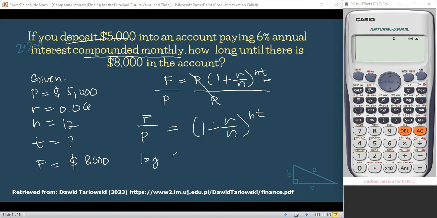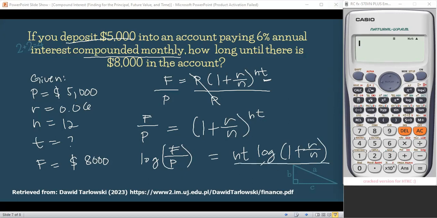So kapag ni-logarithm natin both sides, the logarithm of F over P is equal to NT. Si NT po, pag ni-logarithm natin, mapupunta na siya dito sa baba, the logarithm of 1 plus R over N. Ngayon po, since si T nga lang po yung gusto nating ma-isolate, pwede natin siyang i-divide muna kay logarithm of 1 plus R over N. So ito po, makakancel na po siya.